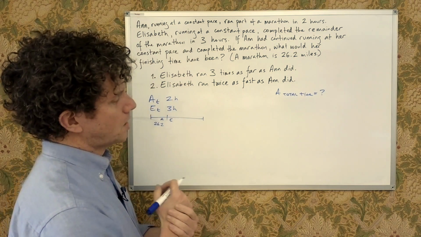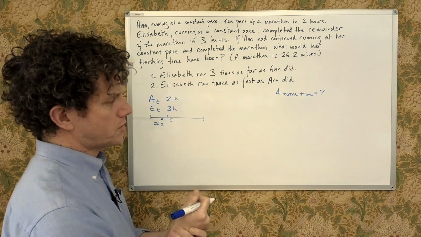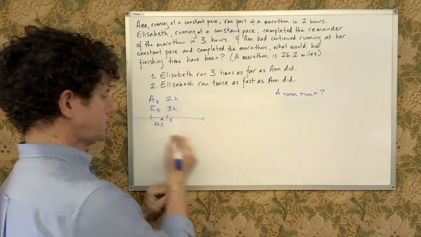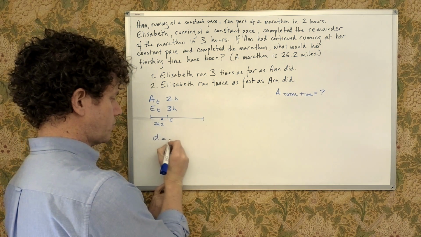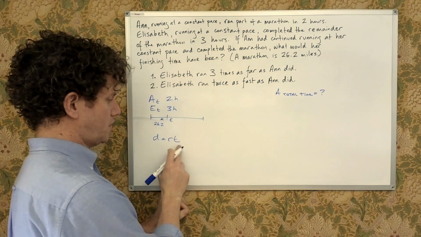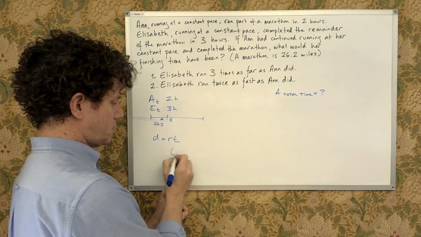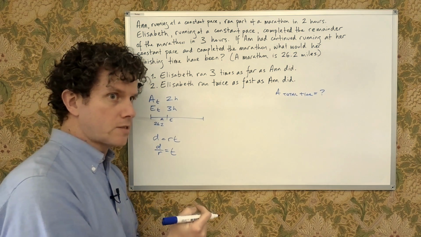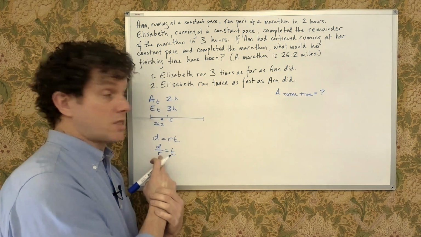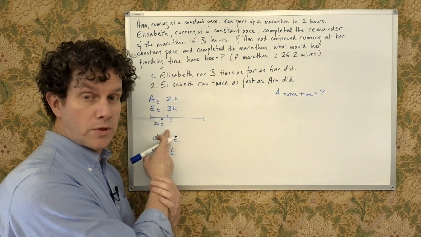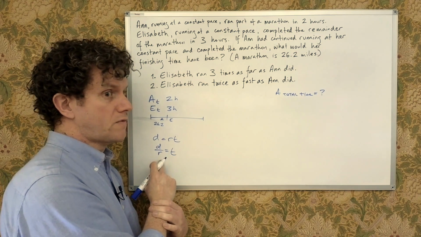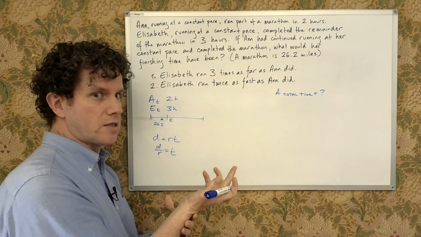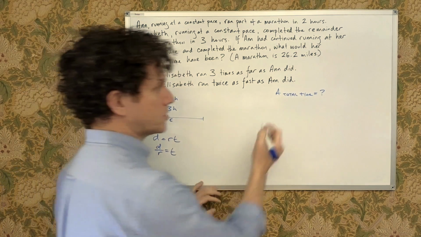And then I want to push the question a little bit. Always happy to write a simple formula to keep it straight in my mind. So time, which we're looking for, would be distance divided by rate. So distance is given, 26.2 miles. So if I knew Anne's rate, that would work as well.